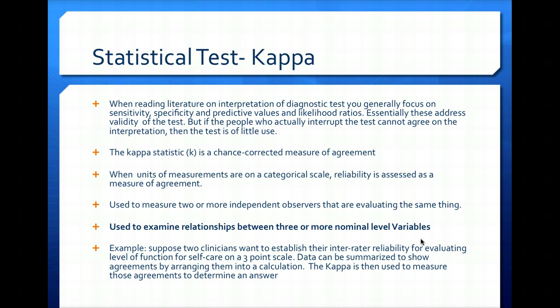So we're looking at agreements and we're calculating agreements. An example of that would be, suppose two clinicians want to establish their inter-rater reliability for evaluating level of function for self-care on a 3-point scale. The data can be summarized to show agreements by arranging them into a calculation. The kappa is then used to measure those agreements to determine an answer. So that's just a little bit of background, but that's the kappa.